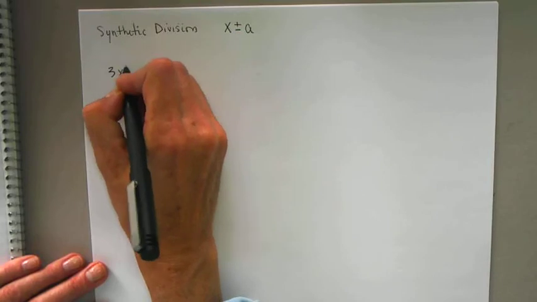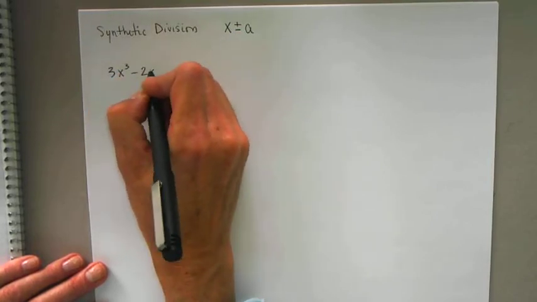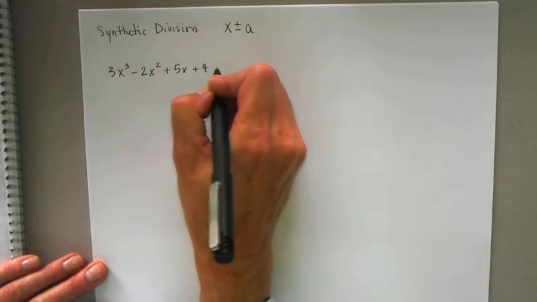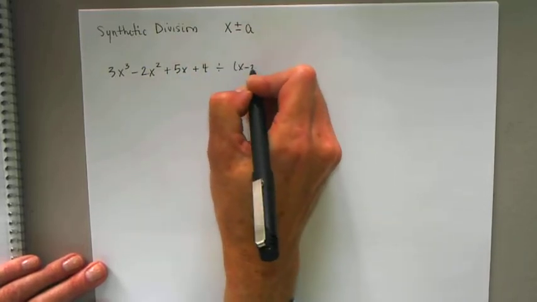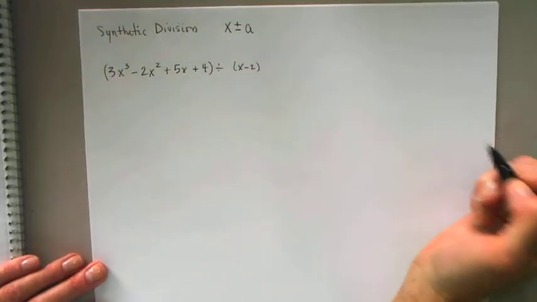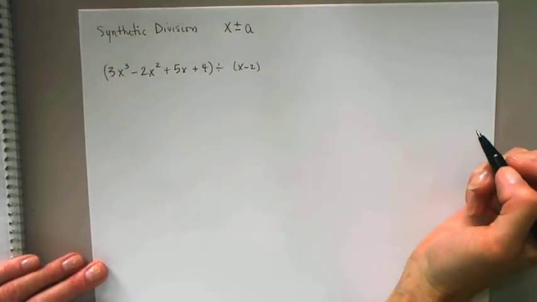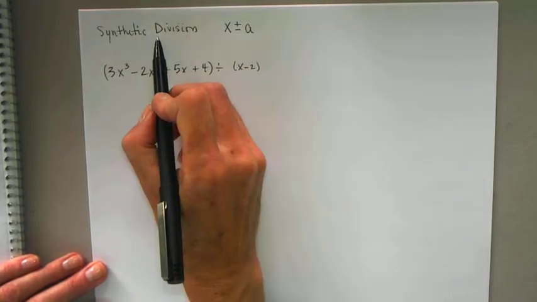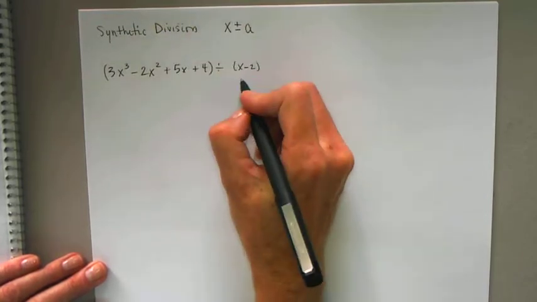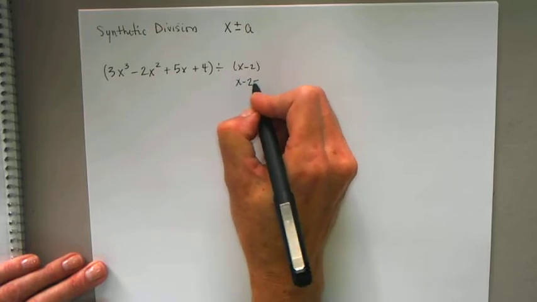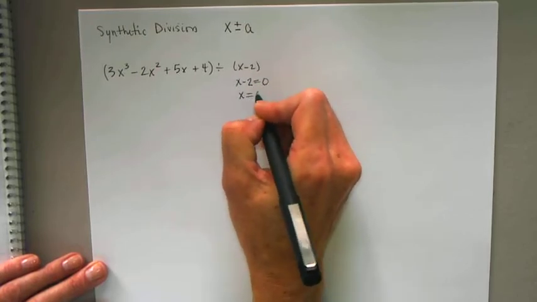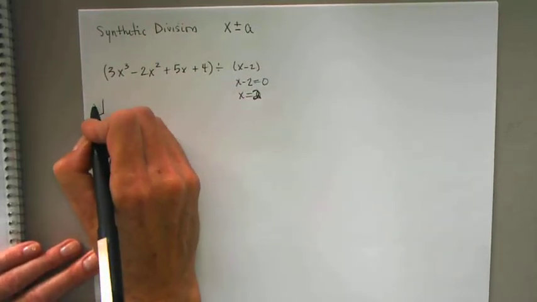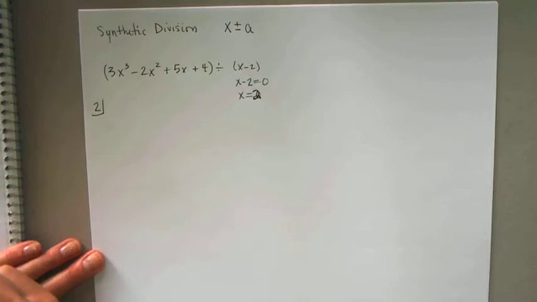Let's say I have 3x to the third minus 2x squared plus 5x plus 4, and we're going to divide that by x minus 2. I see that's just x minus a number, so I can use synthetic division. What you do is you figure out what x equals in that divisor, and you put that number in a little box right here.